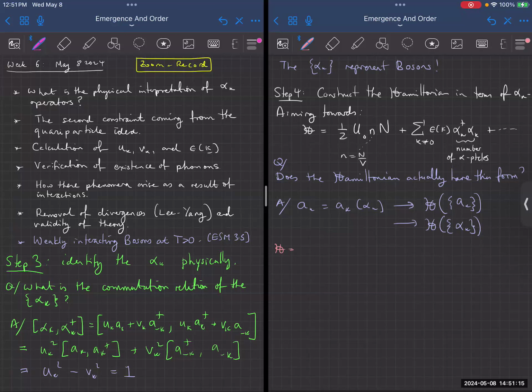So what we get is the following. We get a half U_0 times n times N. And then we get a term that looks like this.